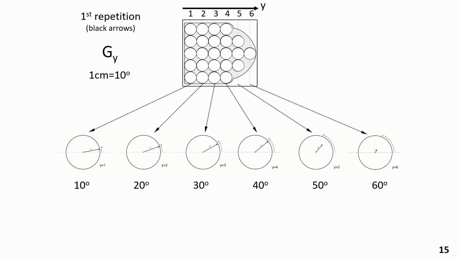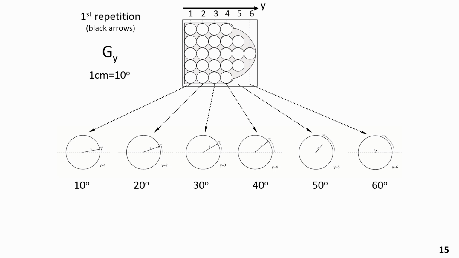Let's see how. First, we ask the drivers to go to the start line and then to increase their speed for a short period of time. Because of the GY gradient, the further away to the right, the faster the driver, that is, the spins, are.